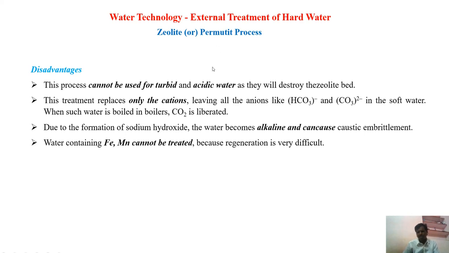So now we have to regenerate the sodium. Because of that, we have to wash it with 10% NaCl. If we wash the zeolite bed with 10% NaCl, then we regenerate the sodium ions on the aluminosilicate, that means the zeolite bed. We can reuse it again. So the advantages and disadvantages also we have discussed now.